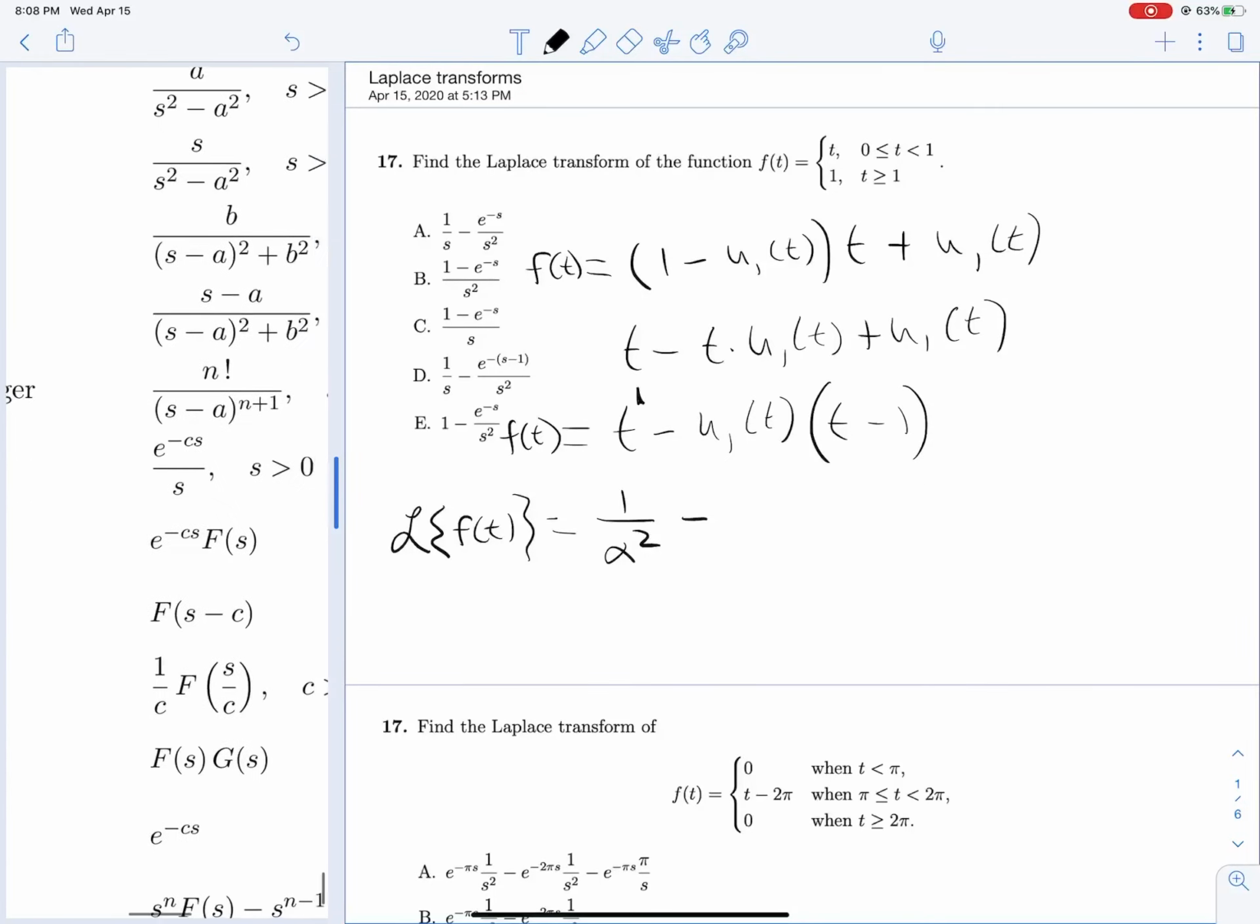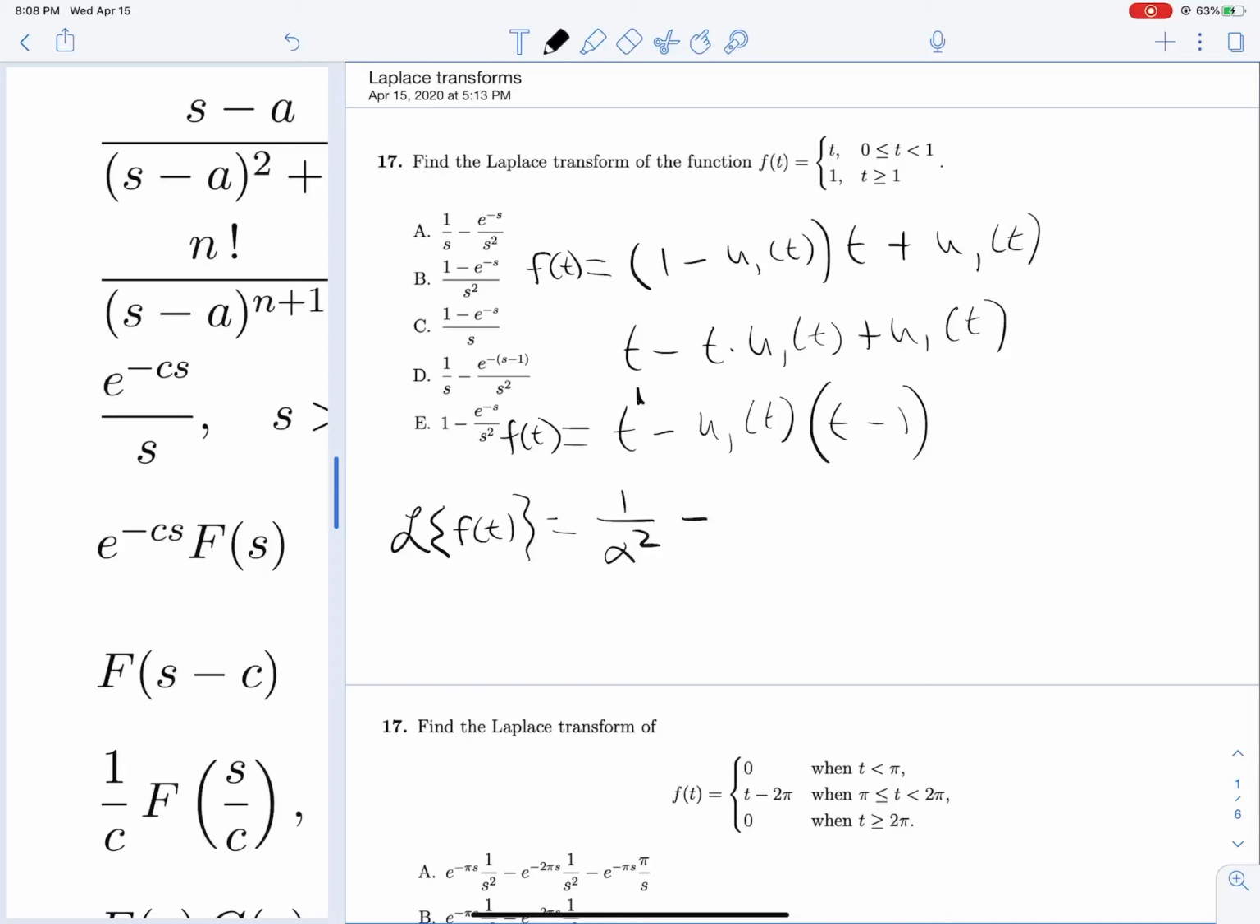So that Laplace transform gives us e to the negative 1s, in our case alpha, multiplied by the Laplace transform of this function without the minus c in it. And that just gives us alpha squared. So this is 1 minus e to the negative alpha over alpha squared. And that is B.